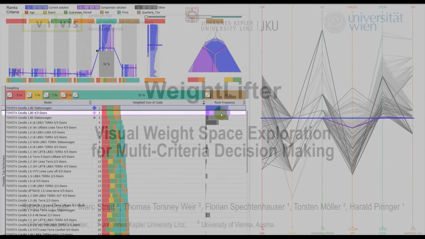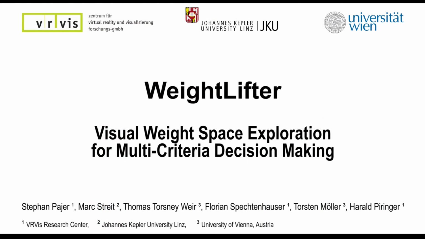This concludes our demonstration of Weightlifter, a novel technique for multi-criteria decision-making.